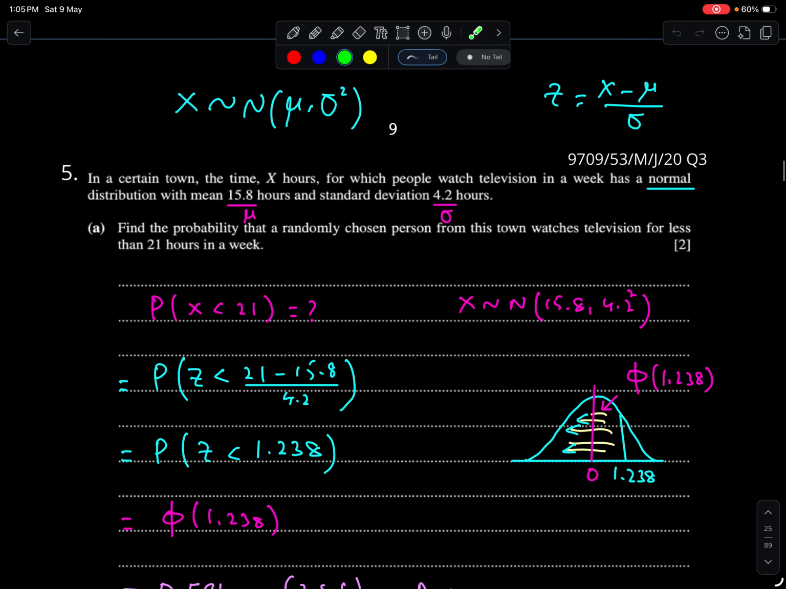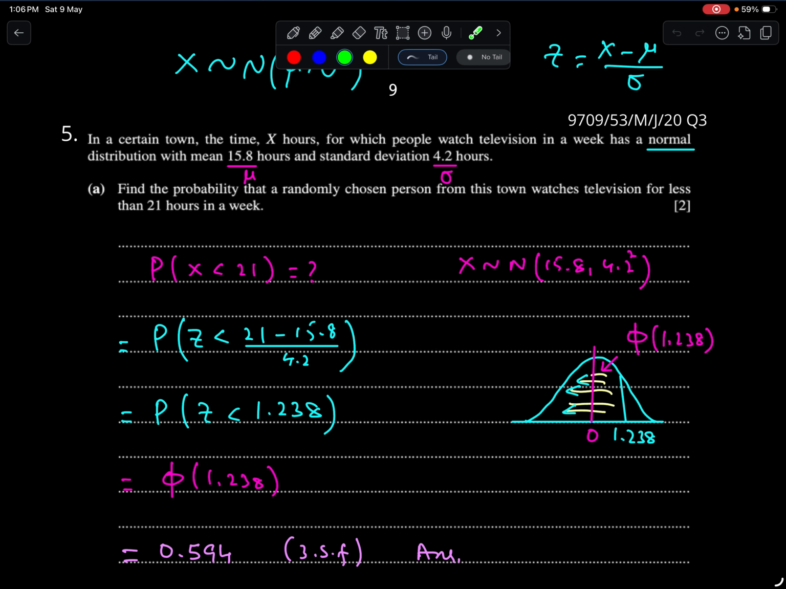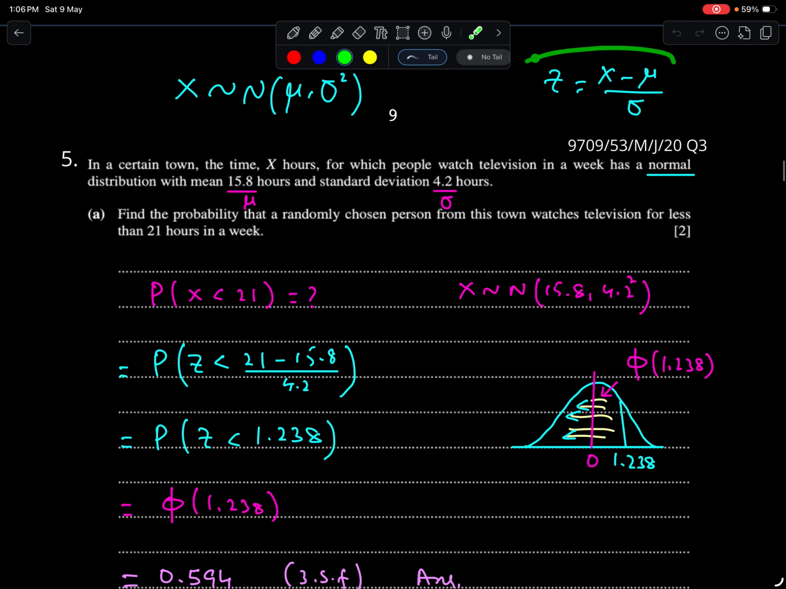Okay, this question. In a certain town, the time x hours for which people watch television in a week has normal distribution with mean this, standard deviation this. Find the probability that a randomly chosen person from this town watches television for less than 21 hours in a week. So less than 21 we needed. So 21 minus mu, here is the formula of z. So mu is here, which is 15.8, and standard deviation is here. Now get this value up to 3 decimal places.